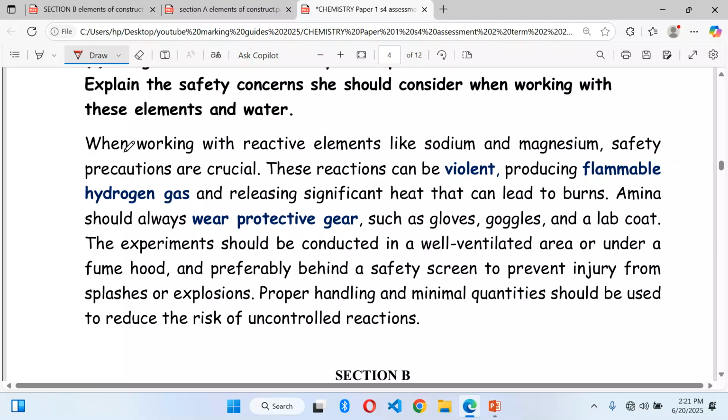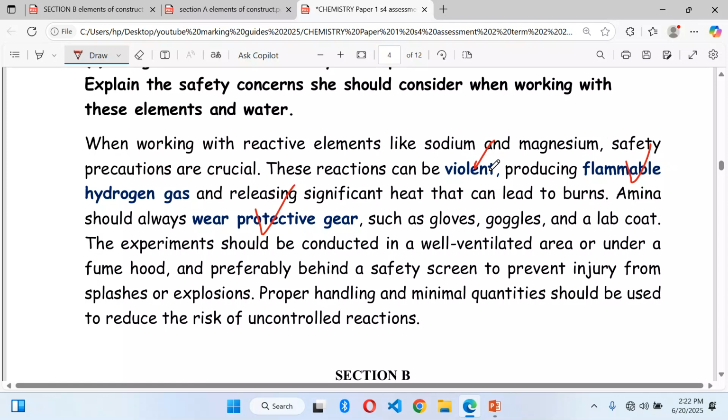Saying that when working with reactive elements like sodium and magnesium, safety precautions are crucial. These reactions can be violent, producing flammable hydrogen gas and releasing significant heat that can lead to burns. So, Amina should wear protective gear such as gloves, goggles, and a lab coat. So that can be enough.